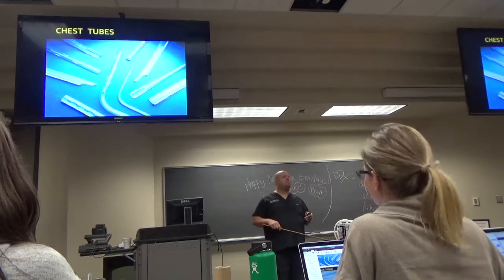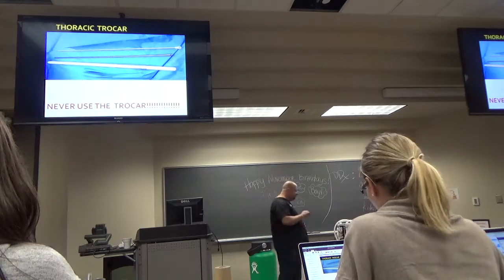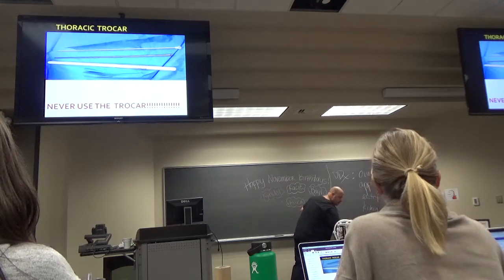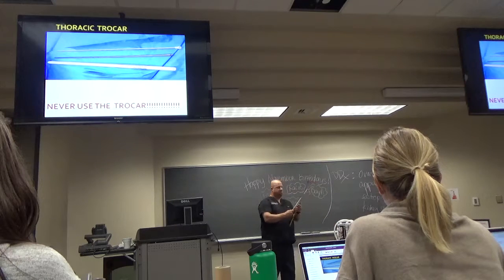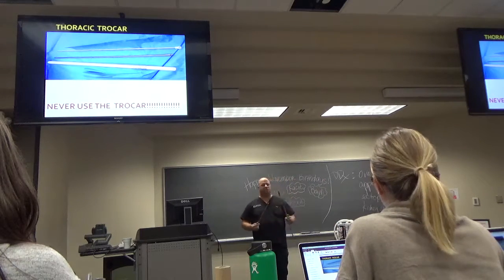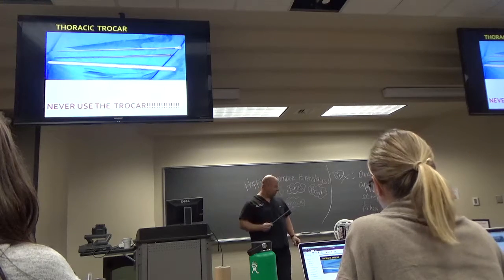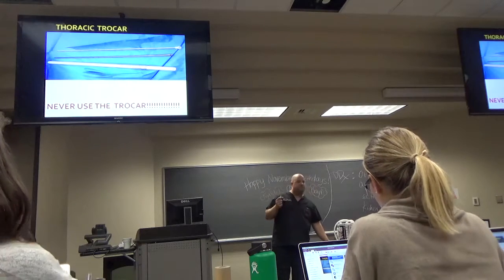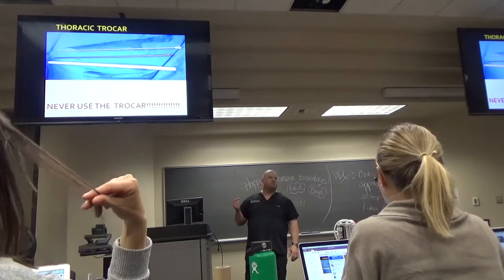Okay, so this is a trocar. This comes inside some of these tubes. It looks like a tent stake. Never use a trocar to put in a chest tube. It's got a little pointy end. I've seen where these have gone into people's hearts and into people's lung tissue before.